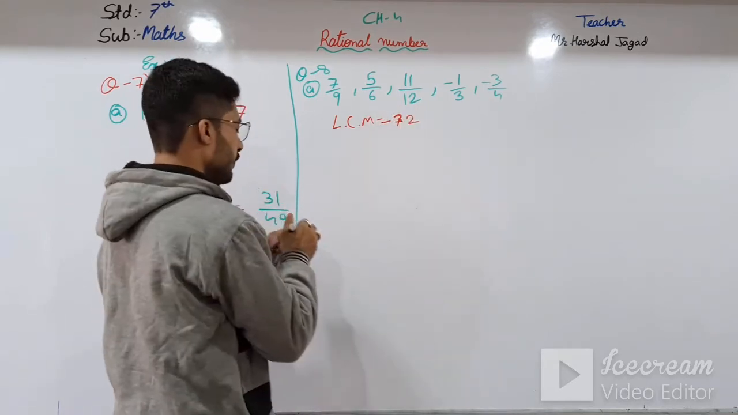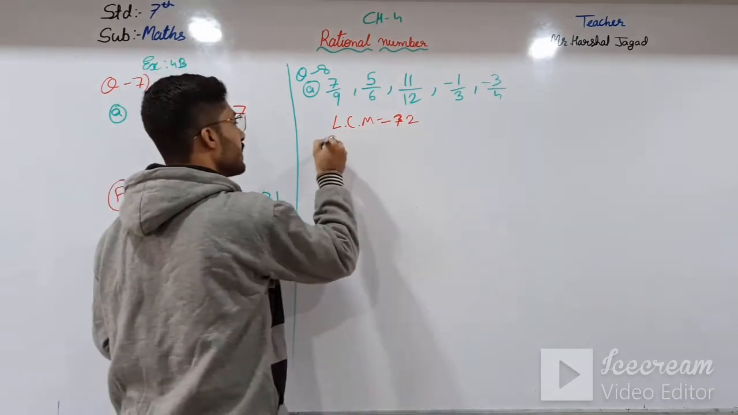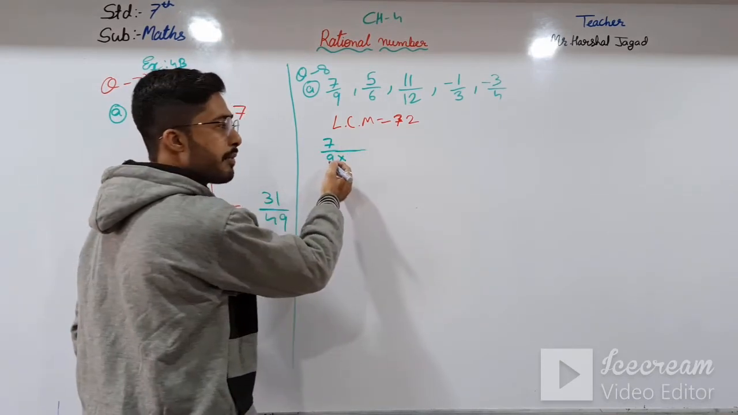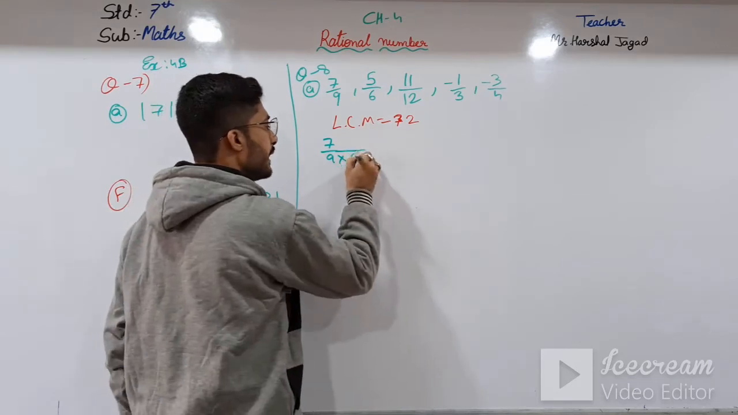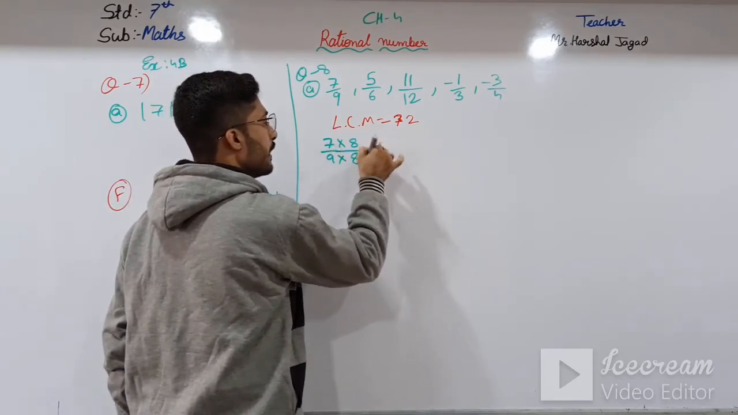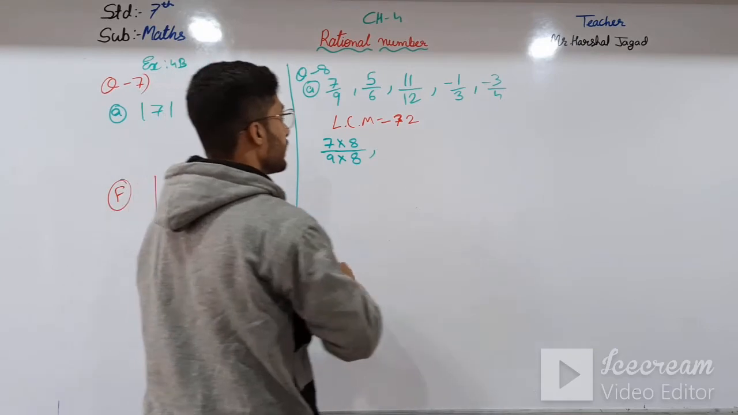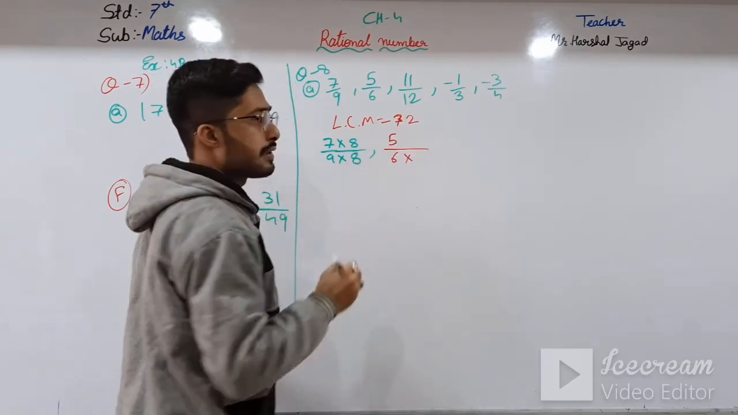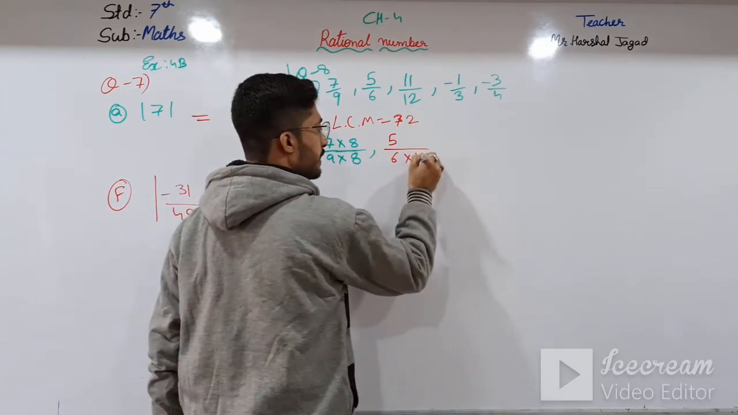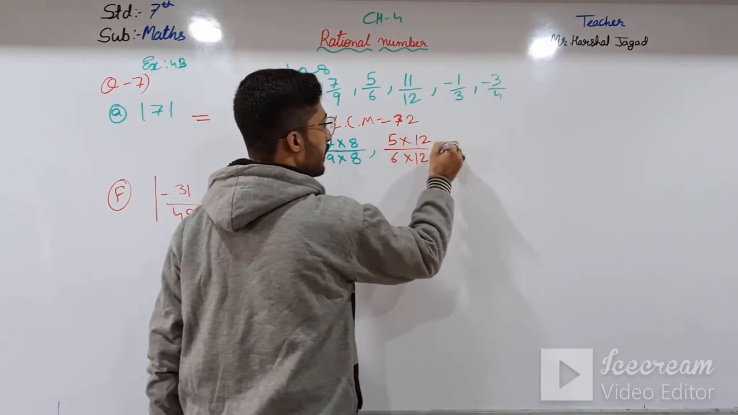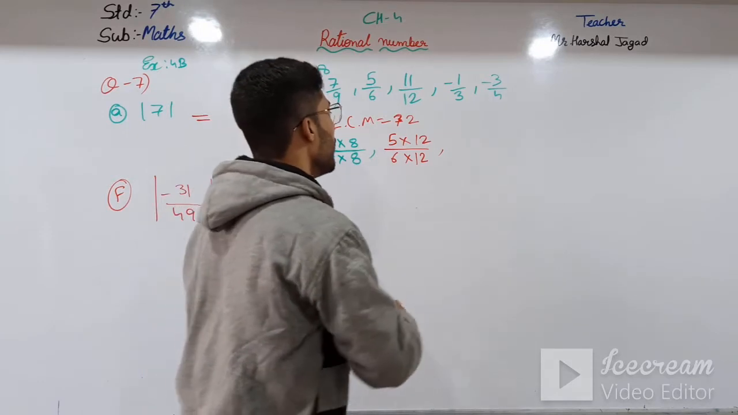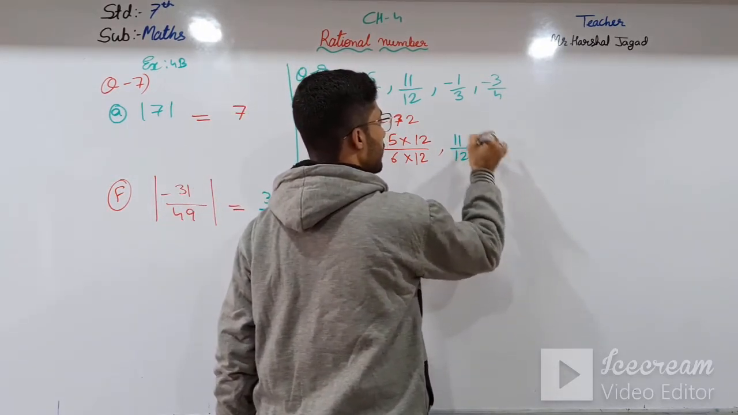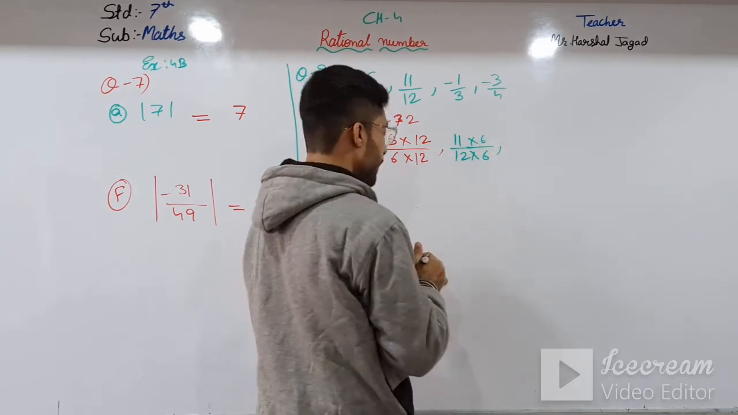So first of all, what is to be multiplied by 7 by 9? What should be multiplied by 9? Then it will be 72, then 8. So here also 8. Now 5 by 6. 6 1s are 6, 6 2s are 12, so here it will be 12. Then 11 upon 12. 12 6s are 72, here also 6.